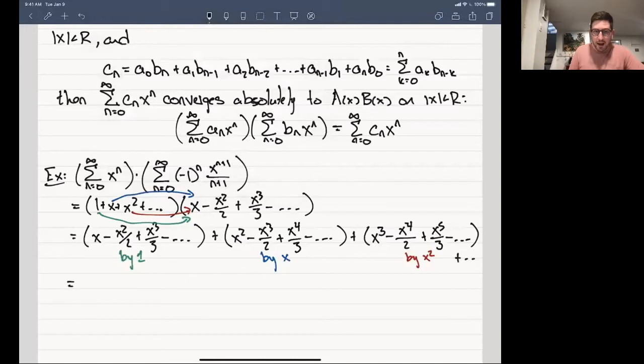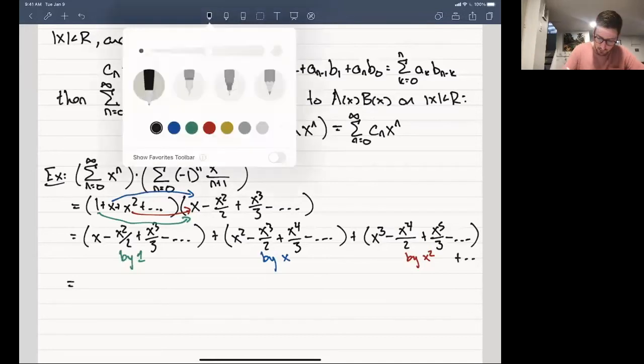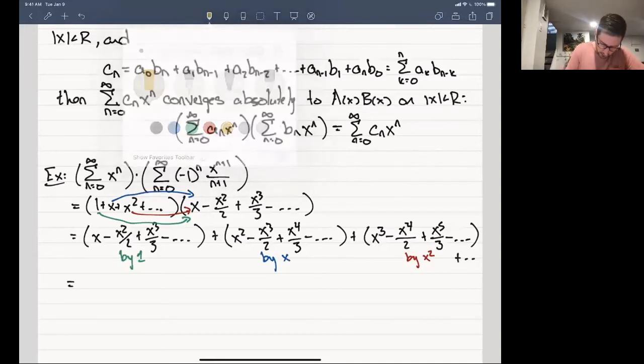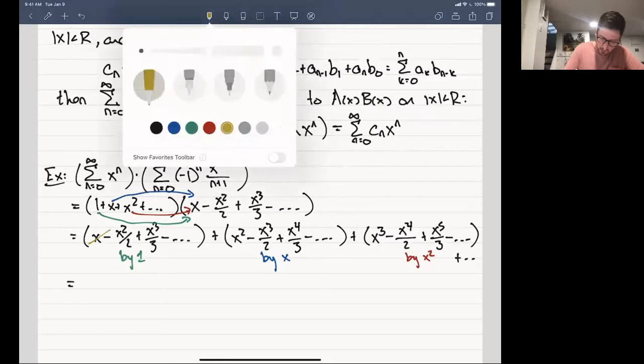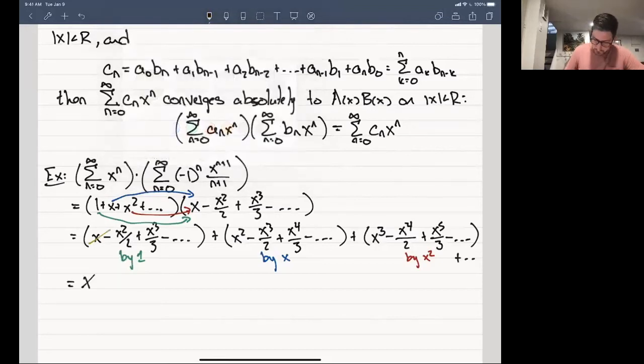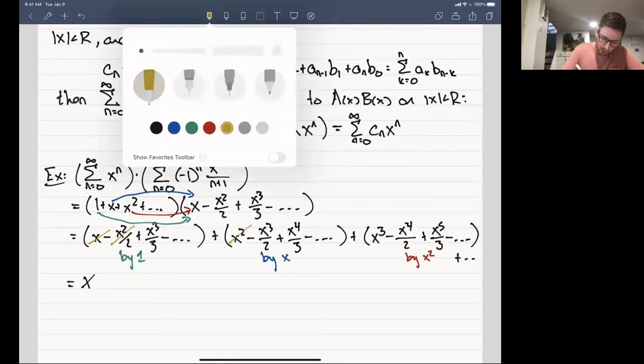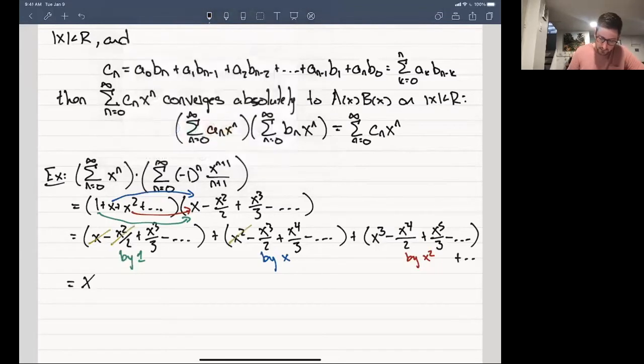So there's only one x term anywhere here. So that is, let's do it in yellow, that's this one right here. Okay. Now where are all my x squareds? Well, I can see one right here, and I can see one right here, and that's it. So I have x squared minus x squared over 2. That is plus x squared over 2.